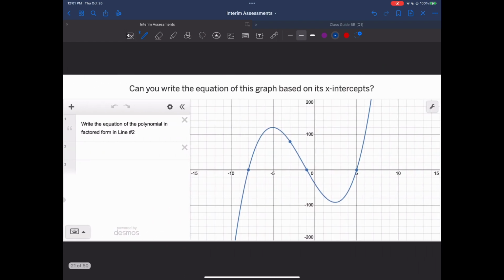Okay, let's try one more. It says, can you write the equation of this graph based on its x-intercepts? Go ahead and pause this, do it yourself, but I'm going to do it right now. So I've got an intercept here at 5, 6, 7, 8, -8. I have one here again, at -1, and then one here at +5. So flip all your signs. So I should see an x plus 8, an x plus 1, and an x minus 5.